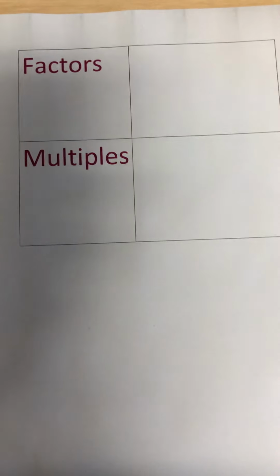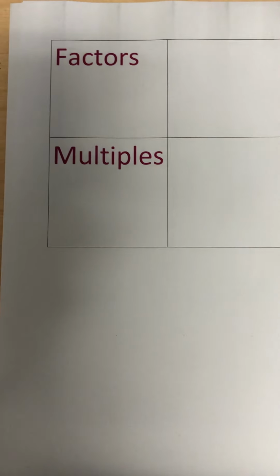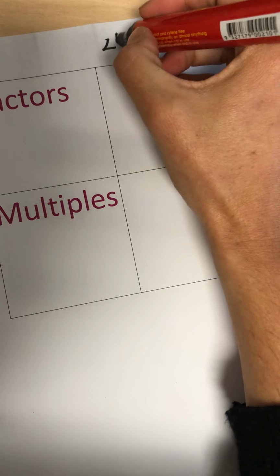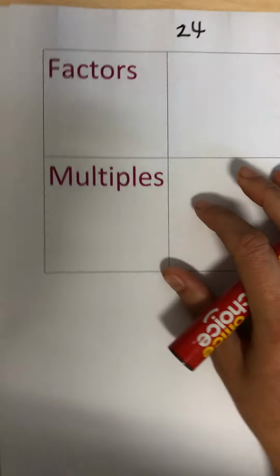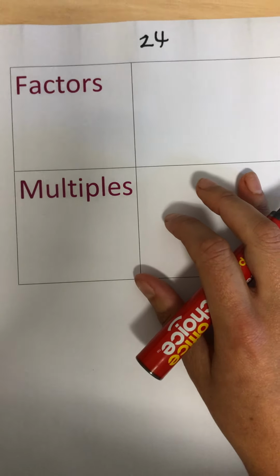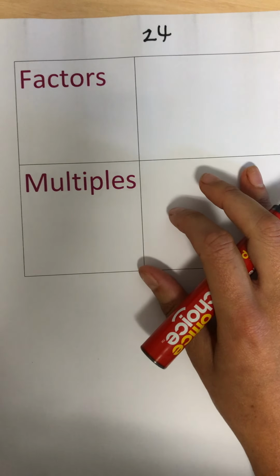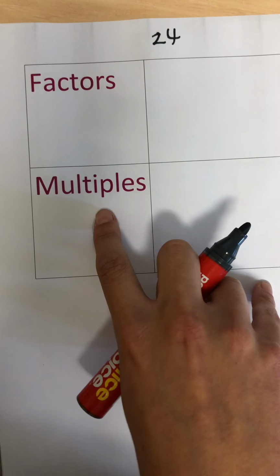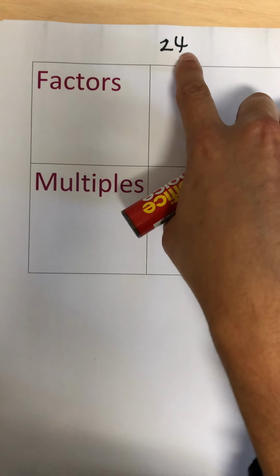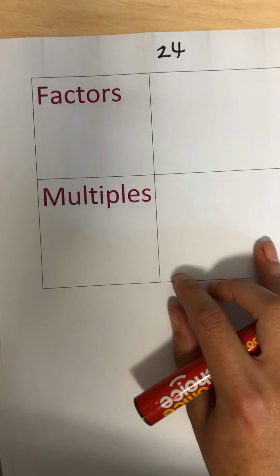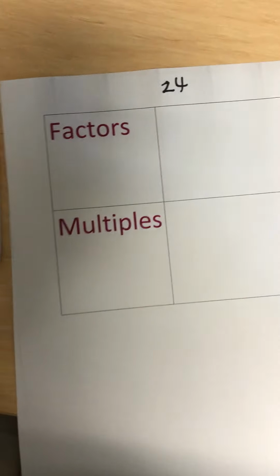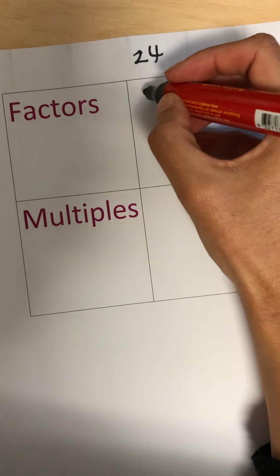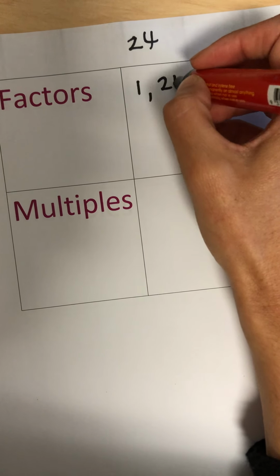So I'm going to get my texter, and I'm going to look at the number. Let's just say we're going to use the number 24 at the top like that. This one's a little bit trickier, because the bigger the number is, the harder it will be to work out multiples of 24. But as long as you can count, you can work it out. So factors of 24: two numbers that you can times together to get 24. The first thing I always say is 1 in itself. So you've got 1, 24.